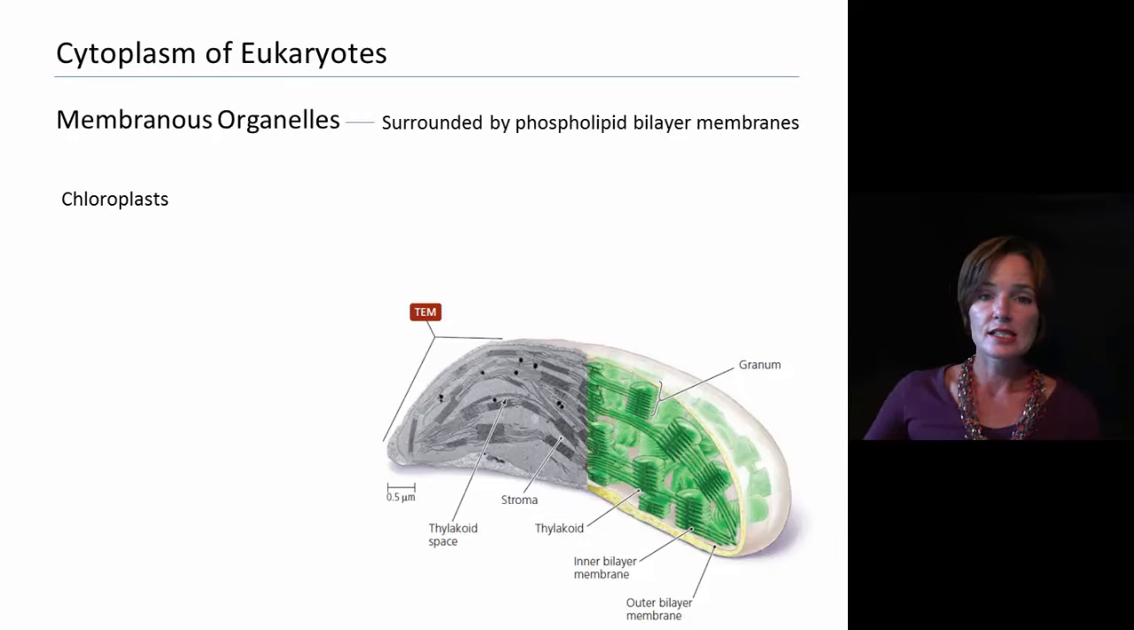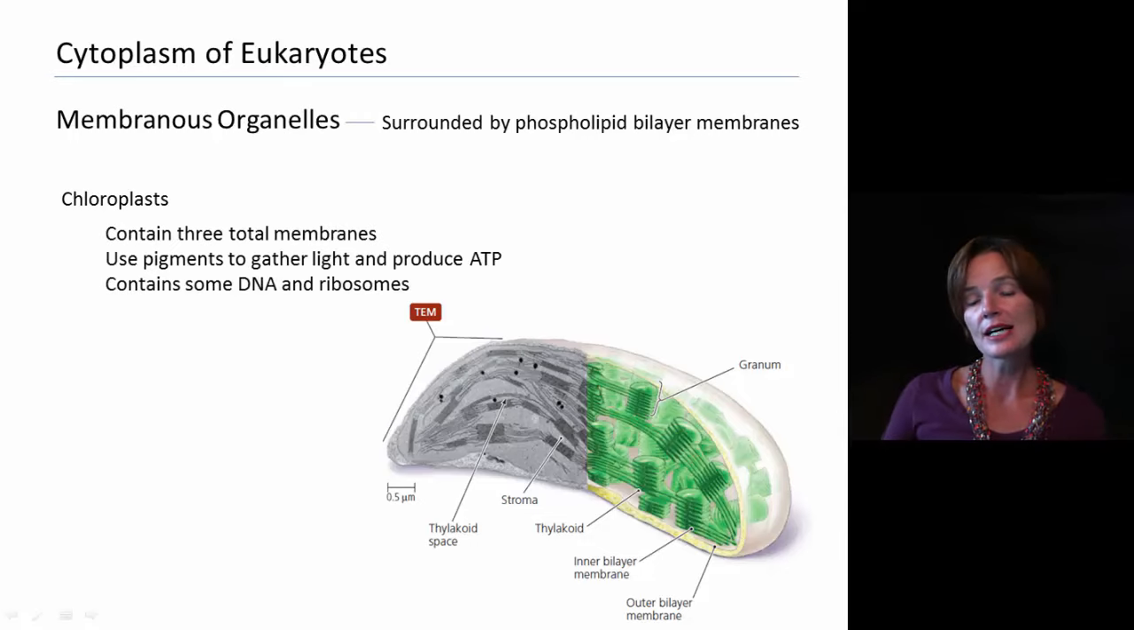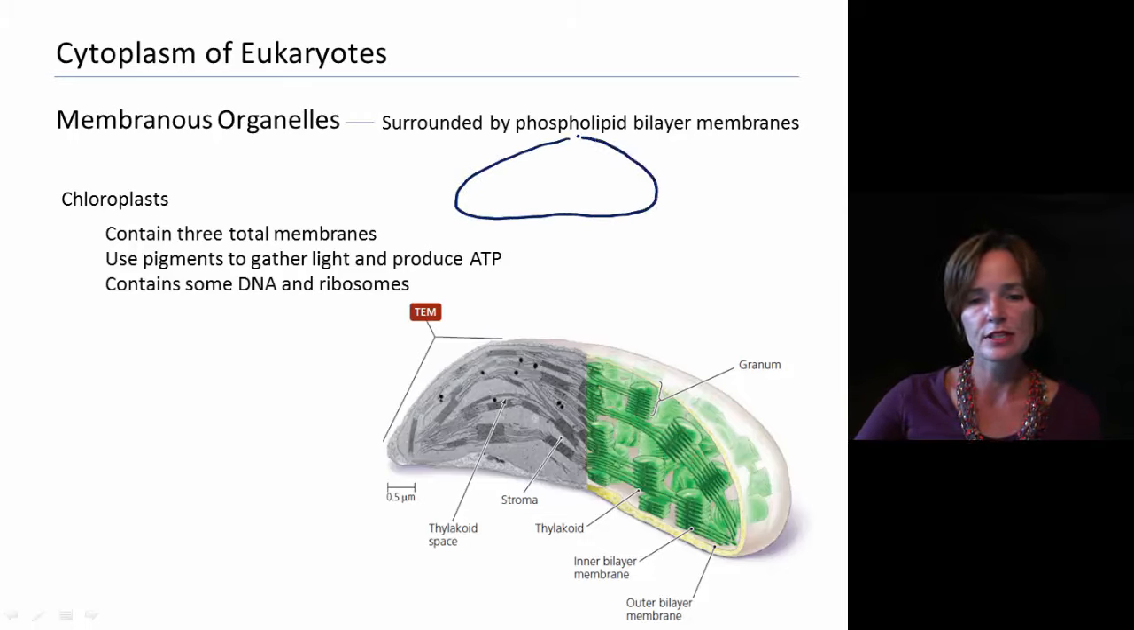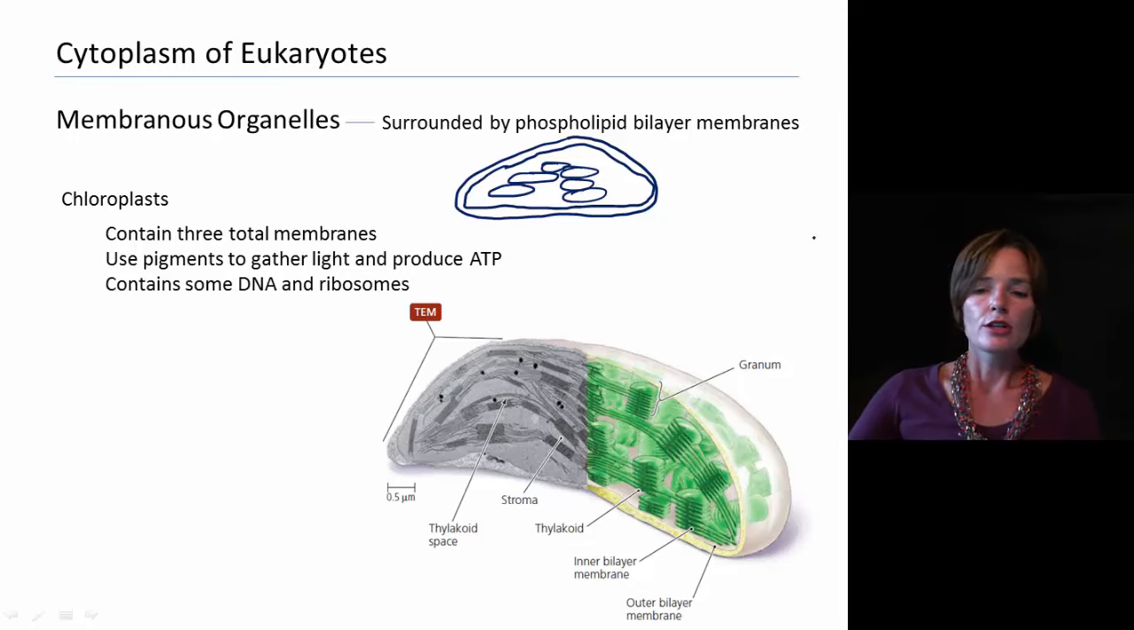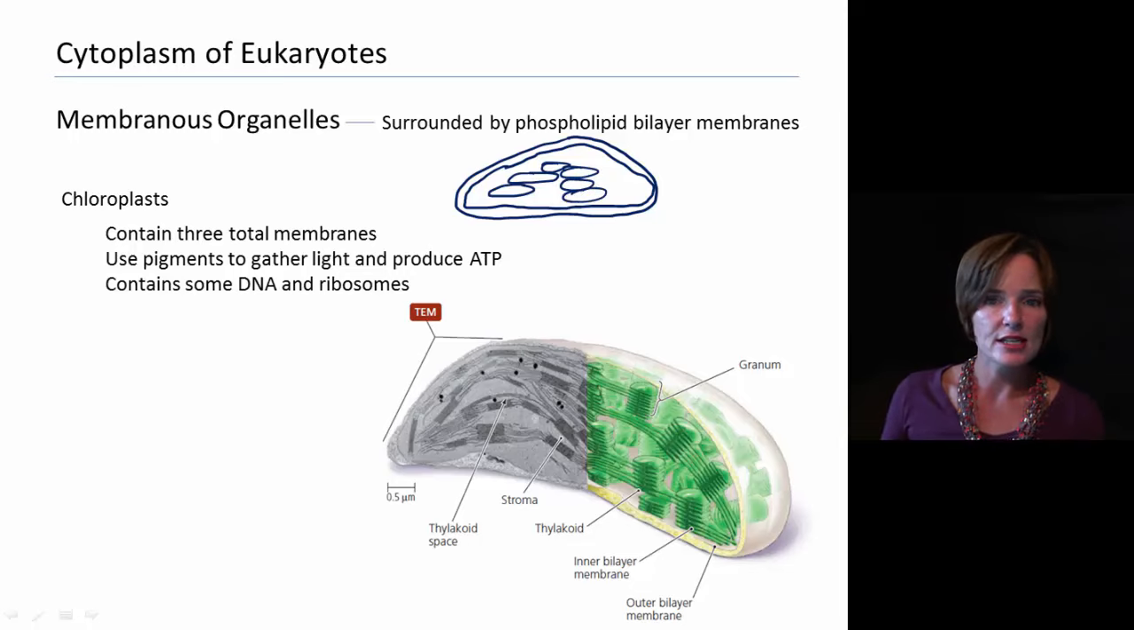The chloroplast is another unique one. The chloroplast actually has 3 total membranes. If we were to draw their membranes, the chloroplast has kind of this oval shape. It's got 2 membranes that are side by side like this, and then we have another membrane that's going to create these little discs inside of the chloroplast. The chloroplast is involved in photosynthesis.